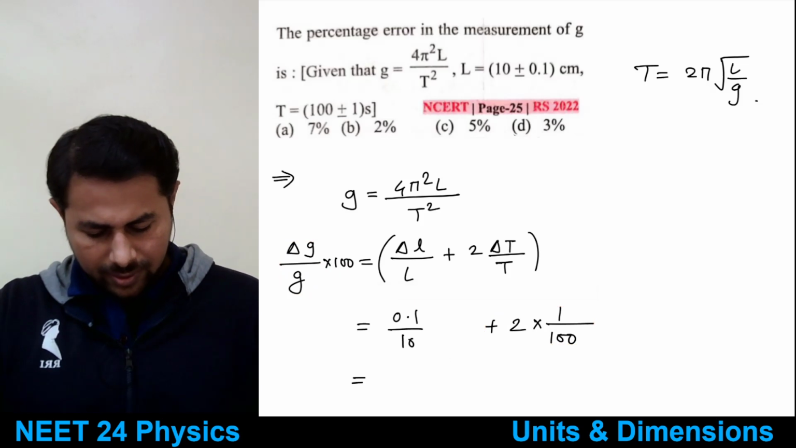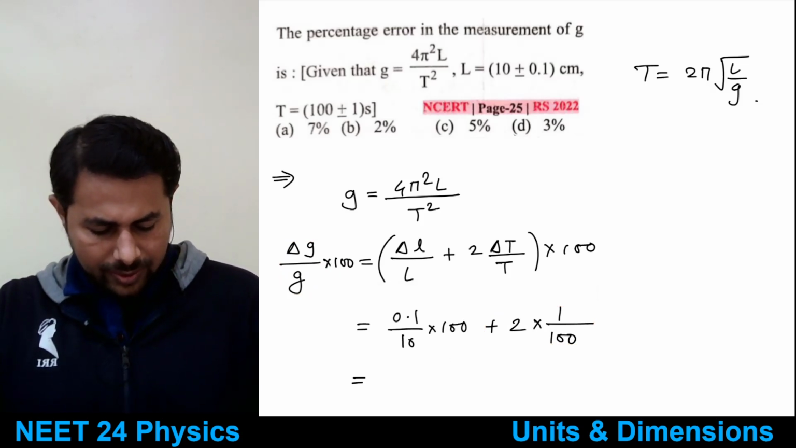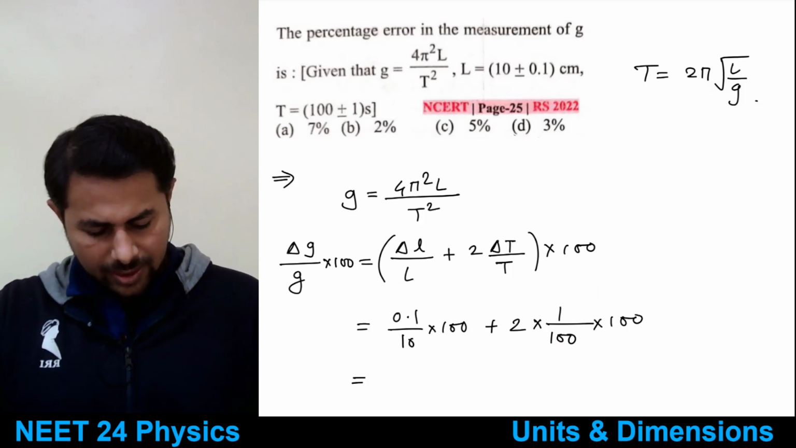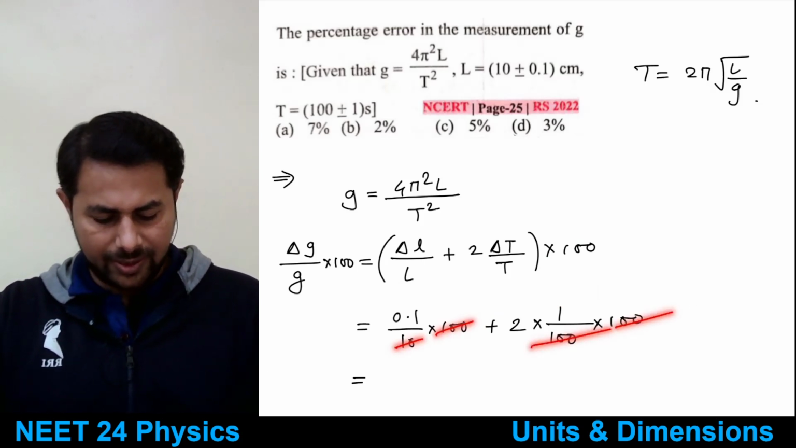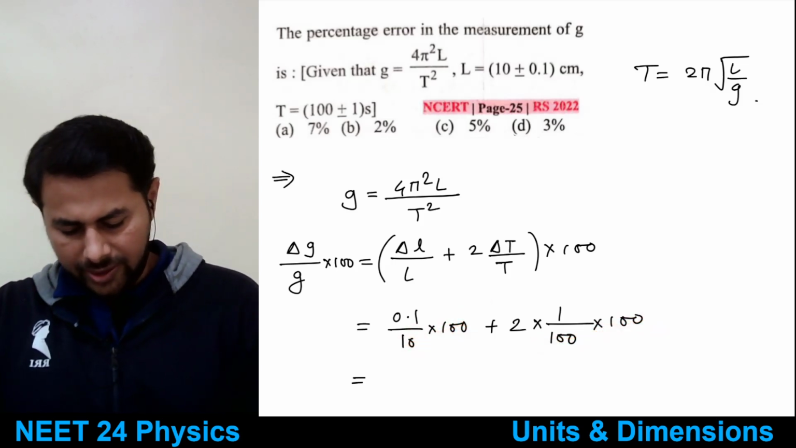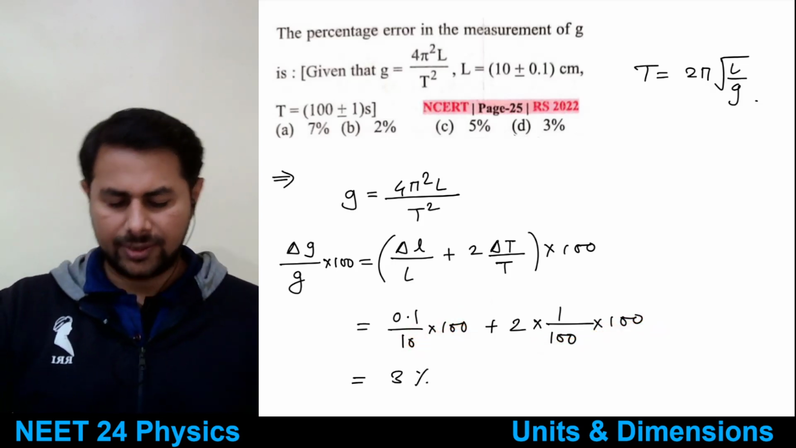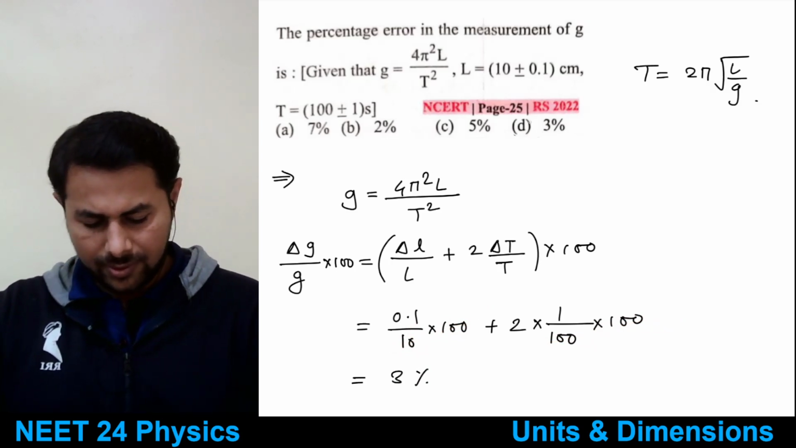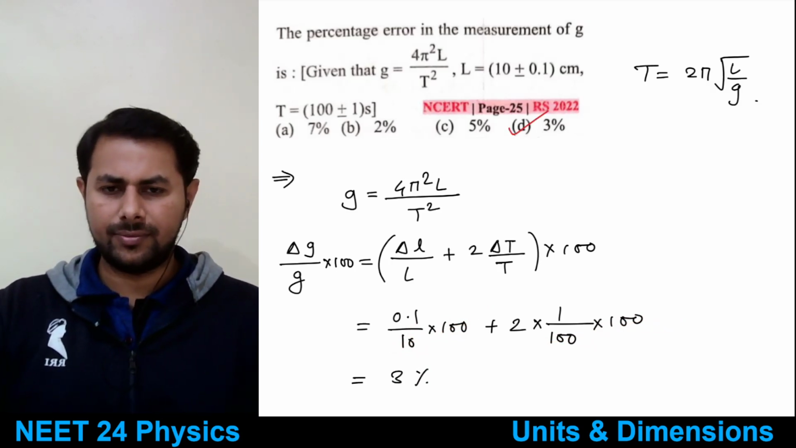So let's multiply with 100 everywhere. So this 100 gets cancelled. 100 by 10 is 10. So 10 times 0.1 is 1. 1 plus 2 is 3. So 3% is the answer. Right?